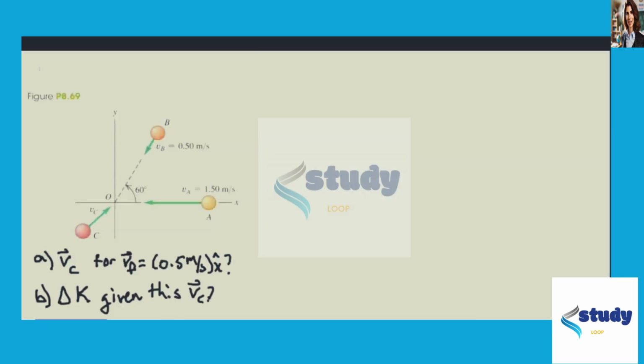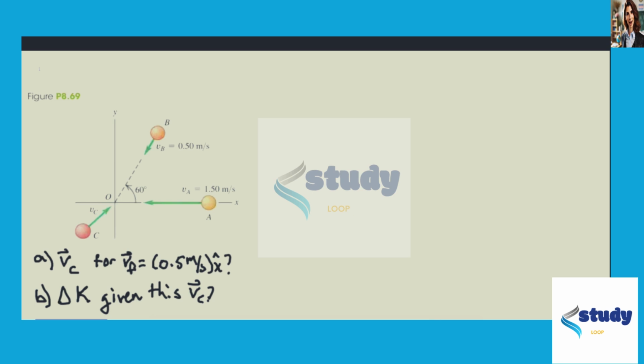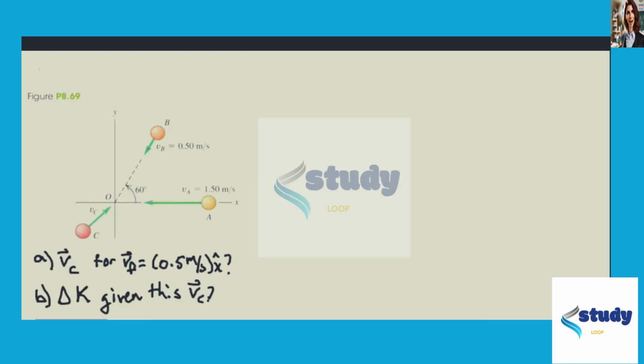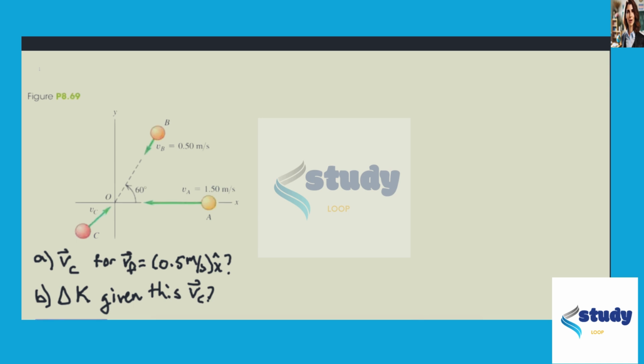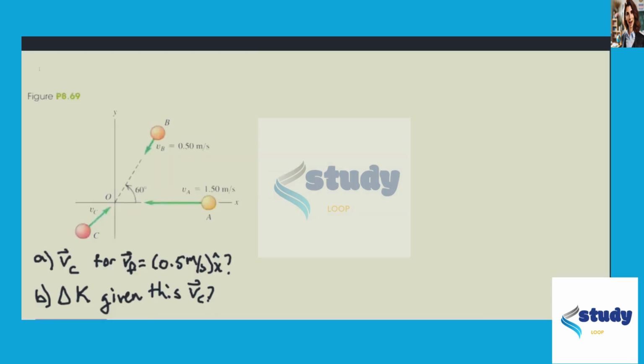Problem 8.69. So we have these three balls that are colliding with each other, and then they're sticking together. And what we want to know is what is the magnitude and direction of velocity that ball C here needs to have in order for the combined three balls to be moving off at half a meter per second in the x direction after they collide.